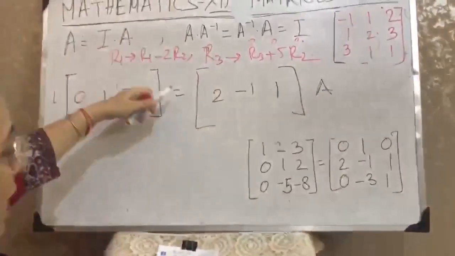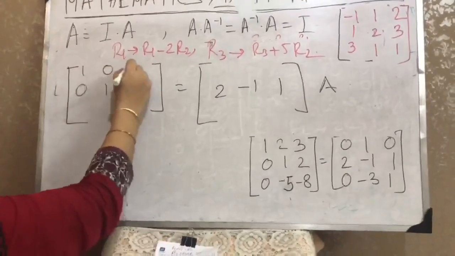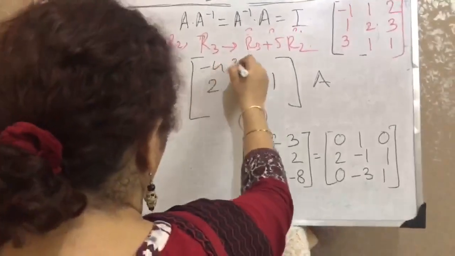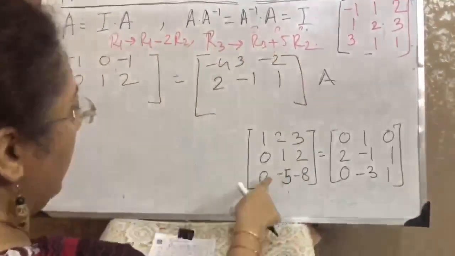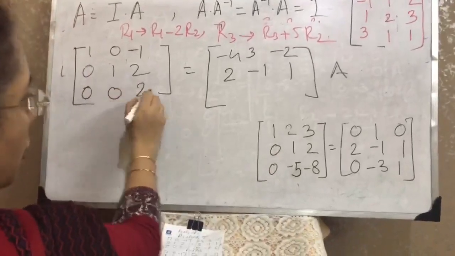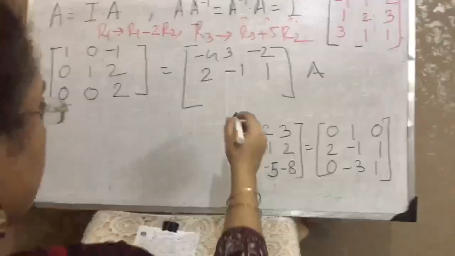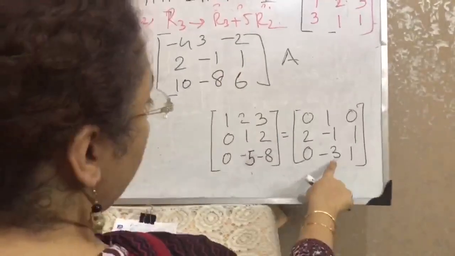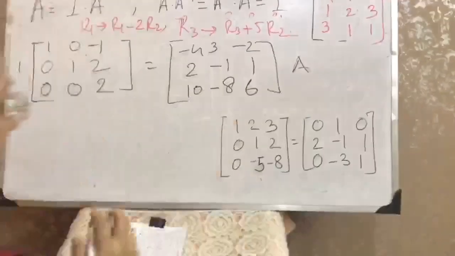Now R1 minus 2 R2 if we do, we will get 1, 0, minus 1. In this case we will get minus 4, 3, minus 2. And R3 plus 5 R2, 0 plus 0 will be giving me a 0, 0, 2. Because minus 8 plus 5 2s are 10 will give me a 2. And 10 minus 8 and 6. See, minus 3, then minus 5 will give me a minus 8.